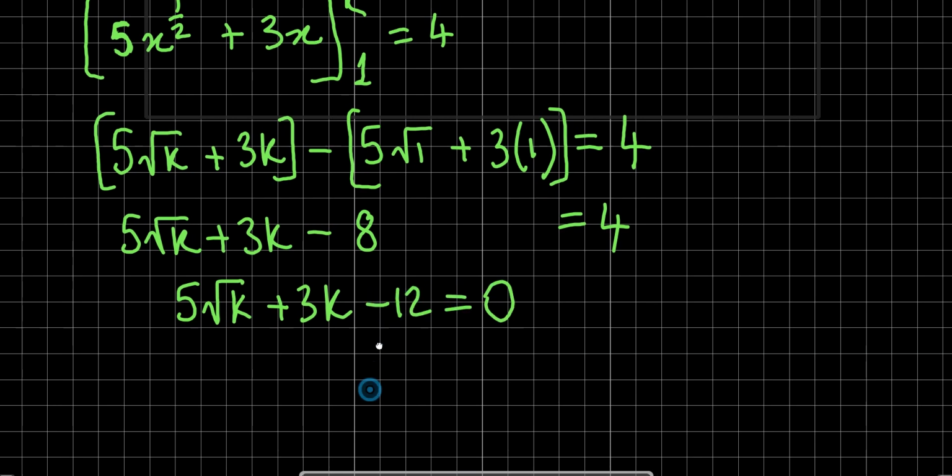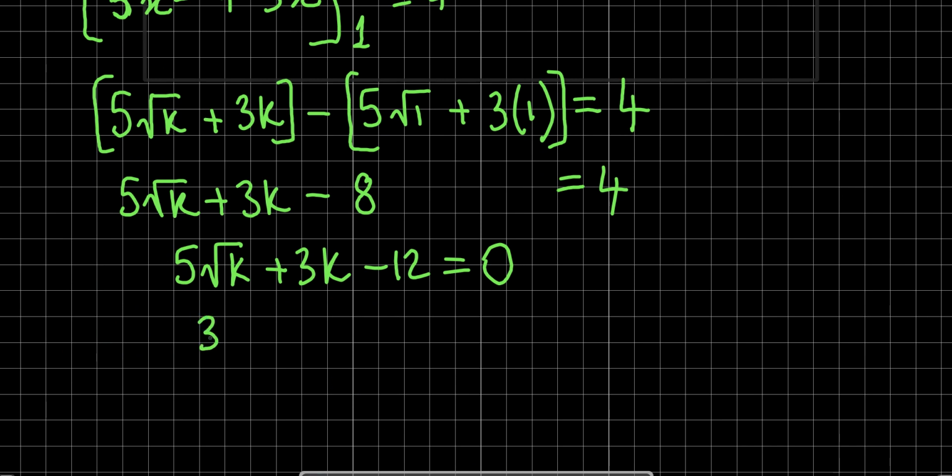And to the format in which they wanted, it is 3k plus 5 square root of k minus 12 is 0.